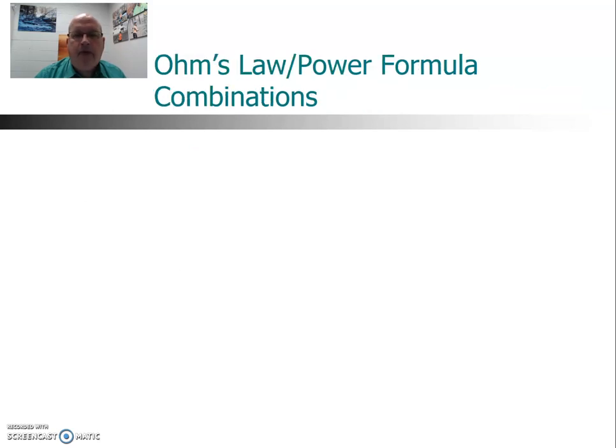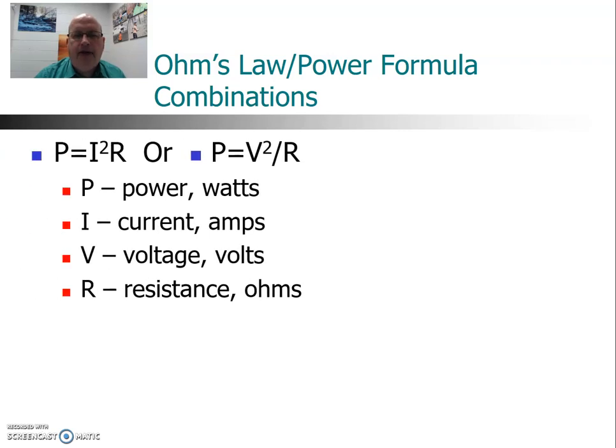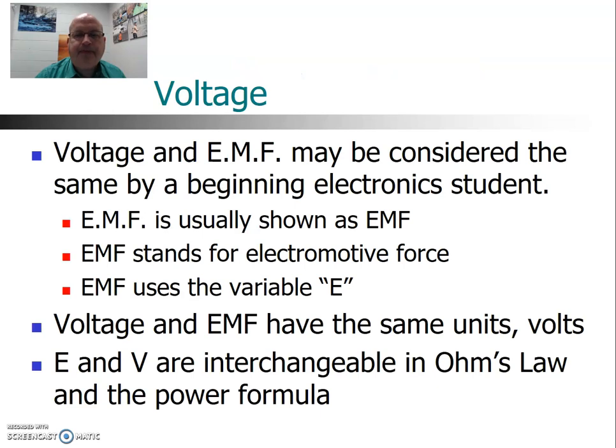What's perhaps more important is combinations of these two laws, and the two formulas that are used most often that are a combination of Ohm's law and the power formula are power is equal to I squared R, that's current squared times resistance, or power is equal to V squared over R, voltage squared divided by resistance.